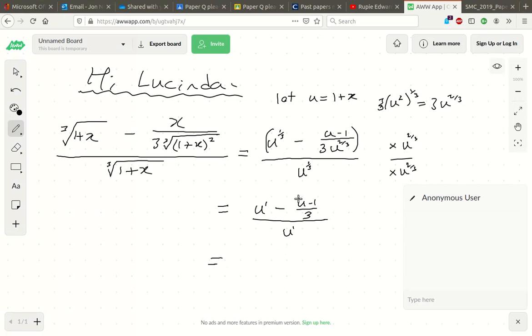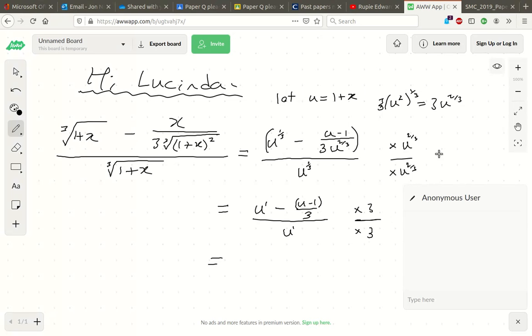Now, okay, always be careful when you're taking away a fraction like that with a subtraction on the numerator. Put it in brackets. Brackets are good for you. I'm going to times top and bottom by 3 actually as well, just because I hate fractions within fractions.